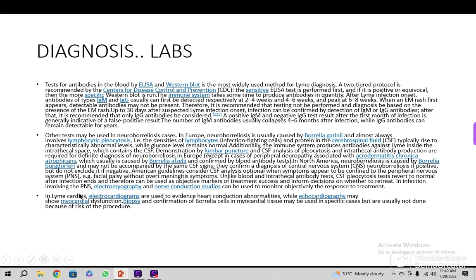In North America, neuroborreliosis is caused by Borrelia burgdorferi and may not be accompanied by the same CSF changes. They confirm the diagnosis of CNS neuroborreliosis if positive, but do not exclude it if negative. Actually, if it's negative, you cannot exclude it. American guidelines consider CSF analysis optional, but in Britain it should be done.